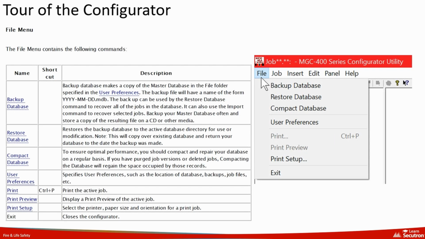This slide details the File menu of the 400 series configurator utility with functions for database management, user preferences, and printing. Options include backing up and restoring the database, compacting it for performance, setting user preferences, and managing print jobs. The utility provides a straightforward interface for maintaining and managing the system's database and user settings.